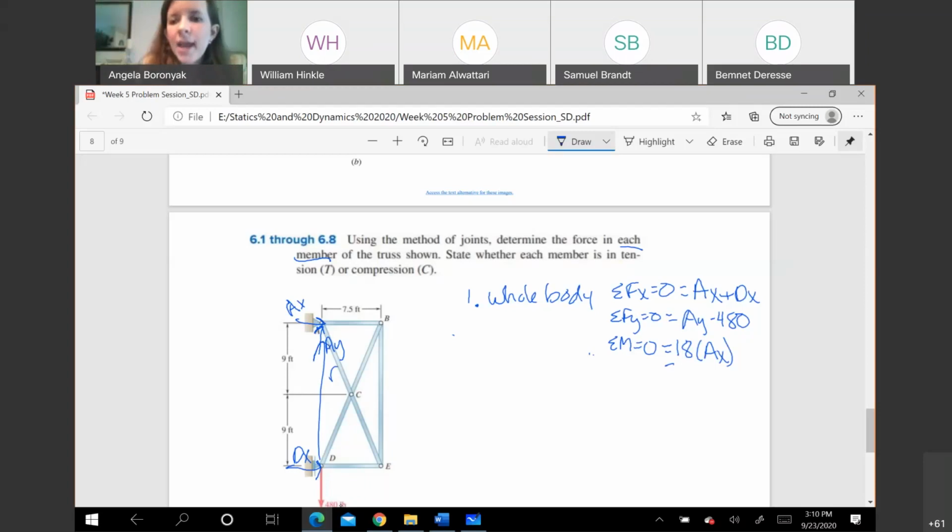What moment would Ay make at D? Anybody? Or how would I write that moment? Good, CJ, no moment. Why? Because it has no perpendicular distance. Remember, you can move a force equivalently anywhere along its line of action. That line of action moves into D. You're looking for the distance for the moment, and there is no distance.